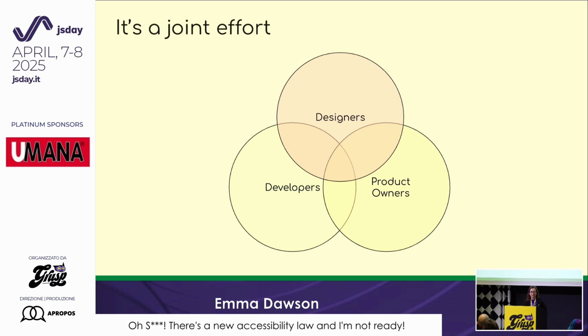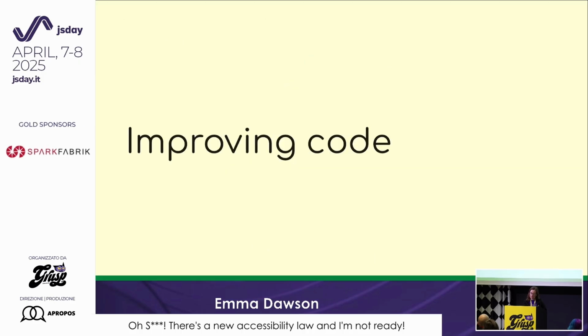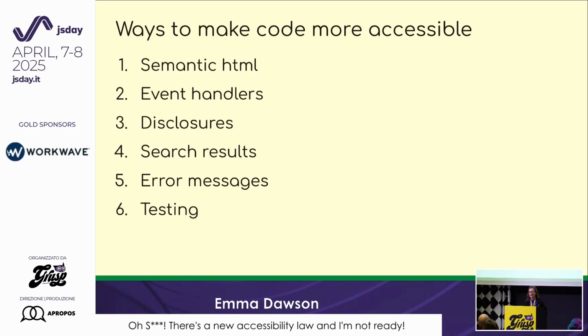But today I'm going to focus mostly on how we as developers can make our sites more accessible by looking at how we improve code. So I want to look at these 6 different ways. Hopefully we've got time to get through them all. If not, then I will give the link for my presentation to anybody that wants it at the end. Just come up and ask me. I'll be here tomorrow as well. But I wanted to start by looking at semantic HTML, then look at event handlers. Then we're going to look at the disclosure pattern, search results and error messages, and then we'll talk about testing.